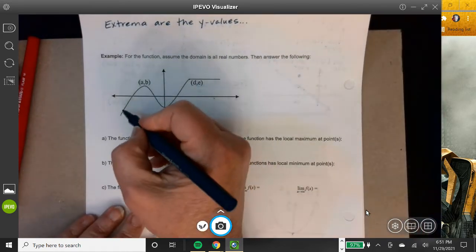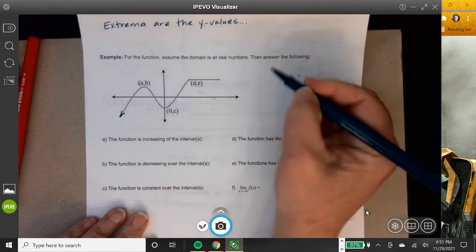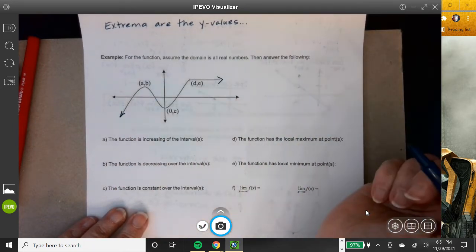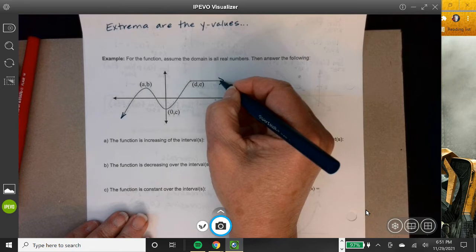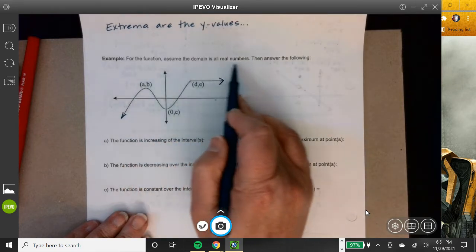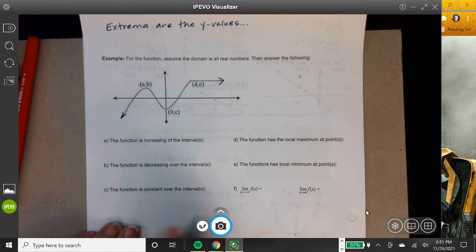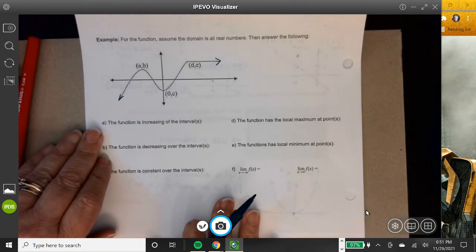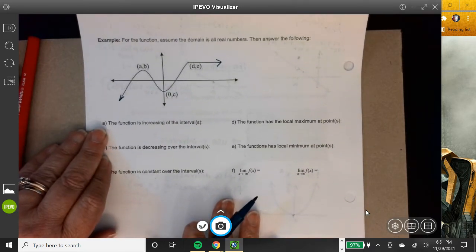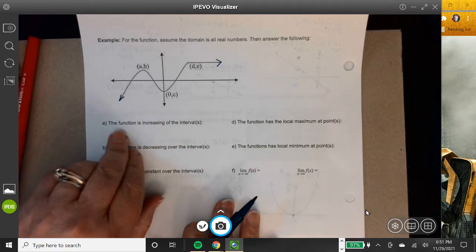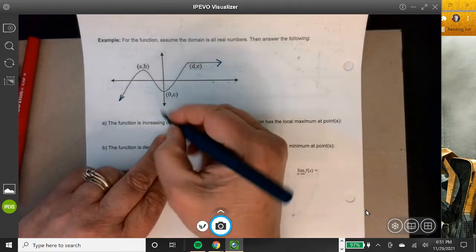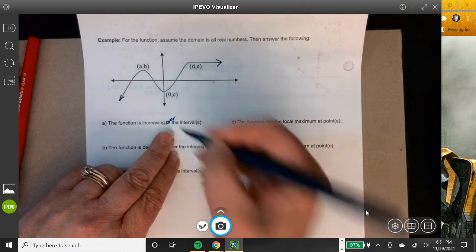Let's say I have this function, and I wish this had arrows on it, so draw them in. Okay, and we're going to assume, it says for this function, assume the domain is all real numbers, so it's going to go on forever. Okay, so we're going to answer the following questions. So the first one says the function is increasing over the intervals.